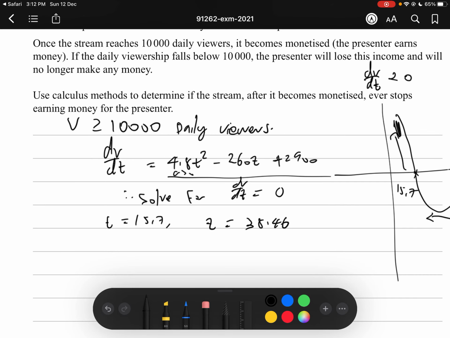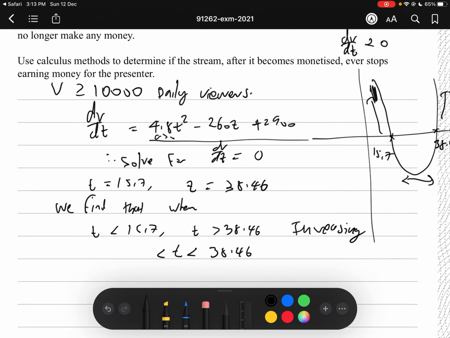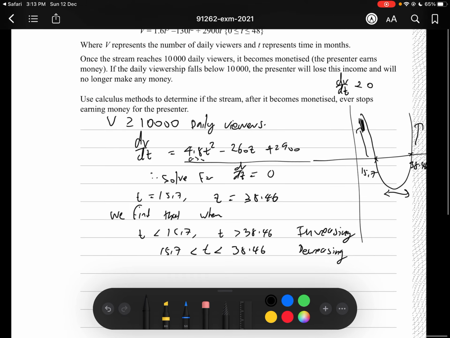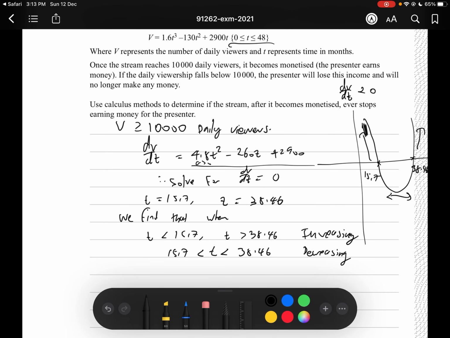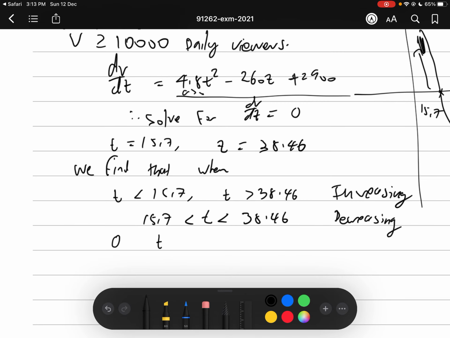We find that when t is less than 15.7 or t is greater than 38.46, the function is increasing. In between these two values, it is decreasing. This function is only valid for t between 0 and 48, so we don't need to worry about any negative values. So for t between 0 and 15.7, the function is increasing.